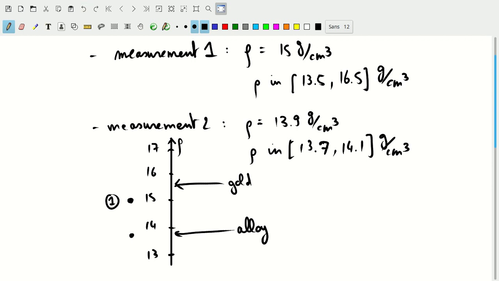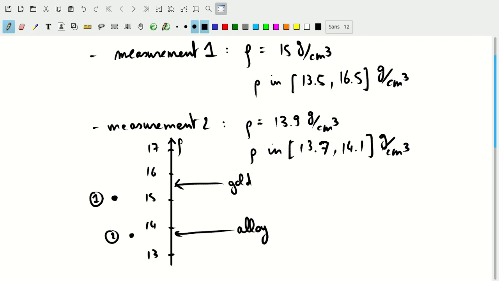I was already automatically drawing an error bar, which I didn't want to do just yet. So what you might conclude from these two measurements, if you just look at the values only, is that one of them agrees more with gold, the other one agrees more with the alloy. So maybe the scientists disagree, you need to ask a third scientist and do science by majority, which is of course not what we want to do.